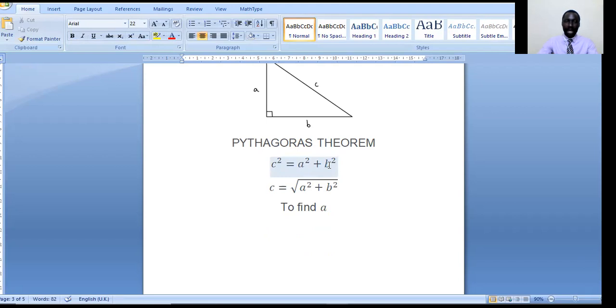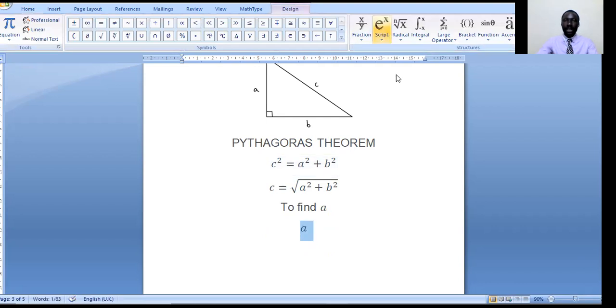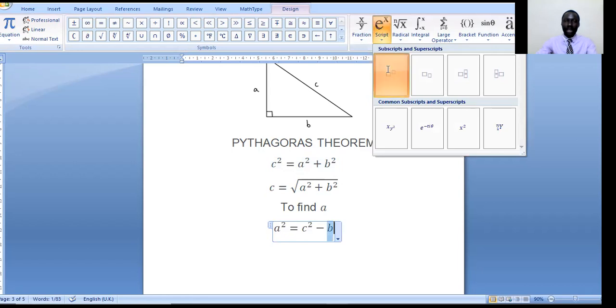That is, A squared will then be equal to C squared minus B squared. We are using the Pythagoras theorem to help us find A squared. We will start by finding A squared before we can find the value of A. So A squared in this case is going to be C squared minus B squared. That is the expression for A squared.